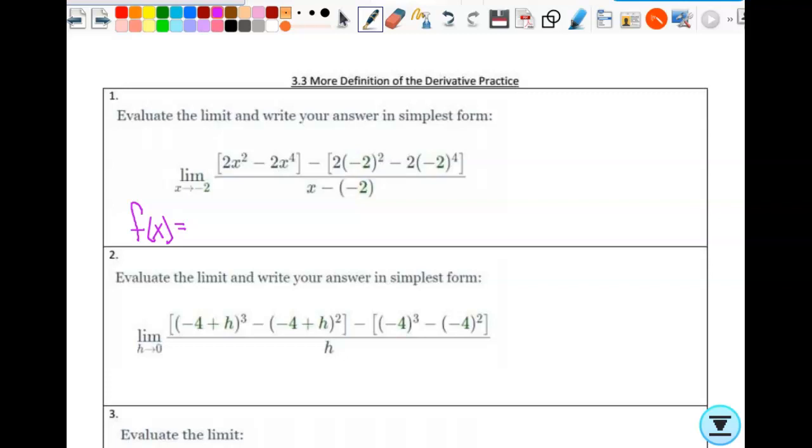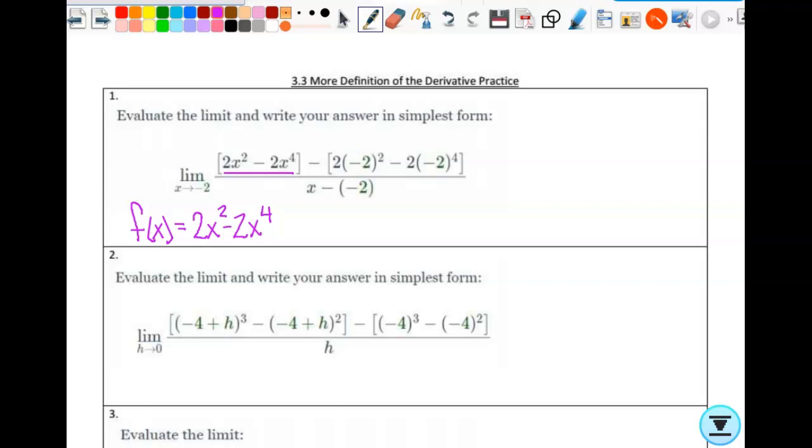Right, so I told you to go through and just find f of x. That's all I wanted you to do. So we have these limit statements. We can have the limit as x approaches a number or the limit as h approaches 0. So remember, if it is the limit as x approaches a number and you can tell that it's the definition of a derivative, then you're just getting your function from right here. 2x squared minus 2x to the 4th. Okay, easy enough? We agree with that?